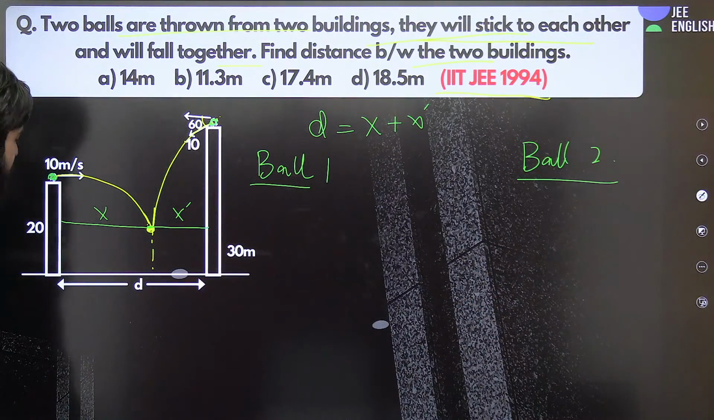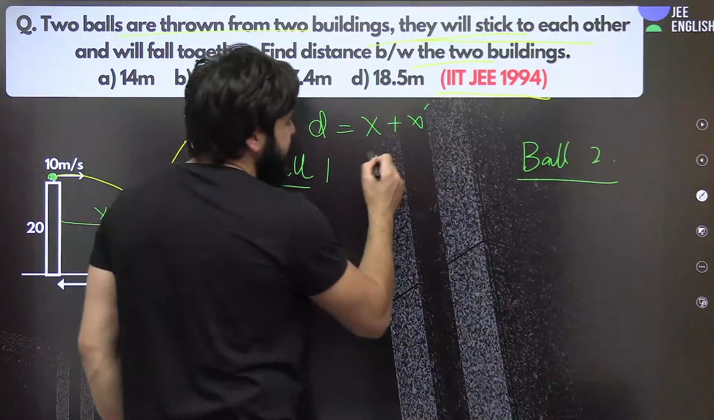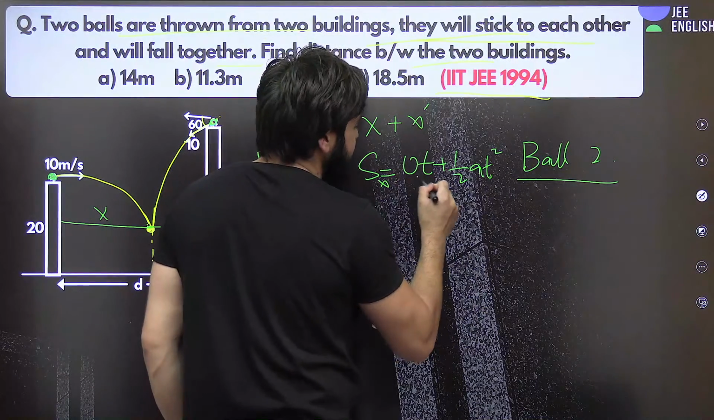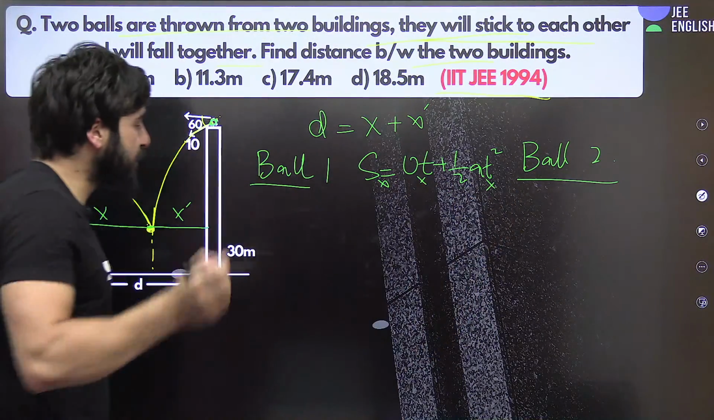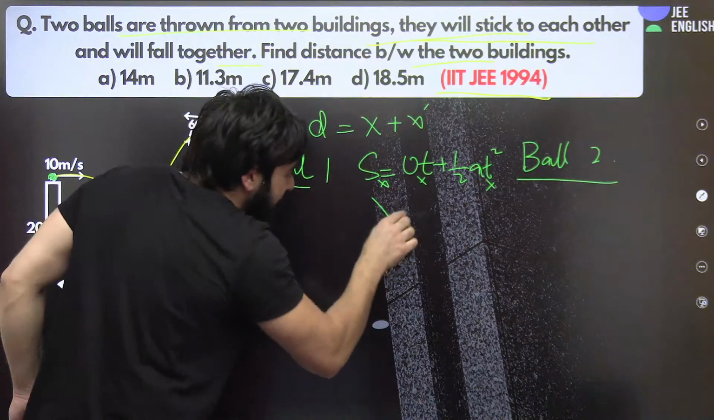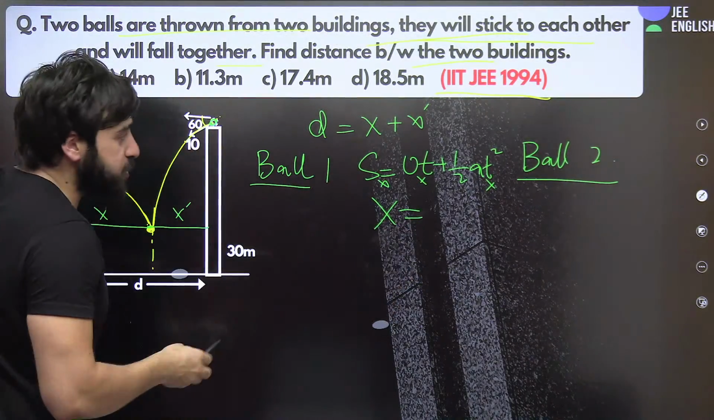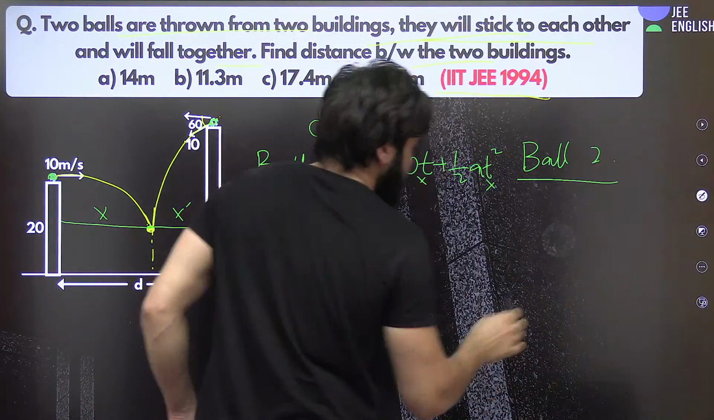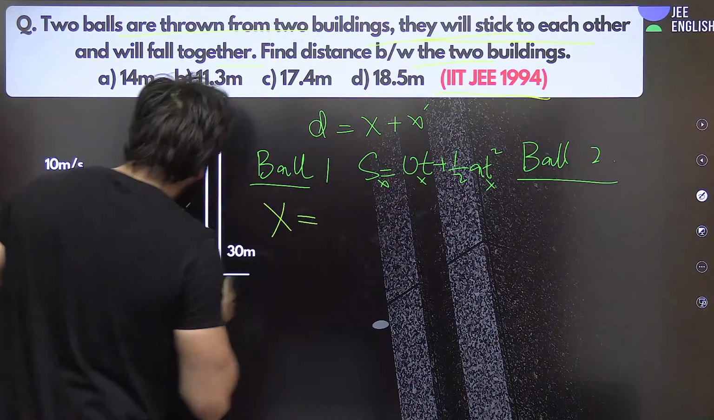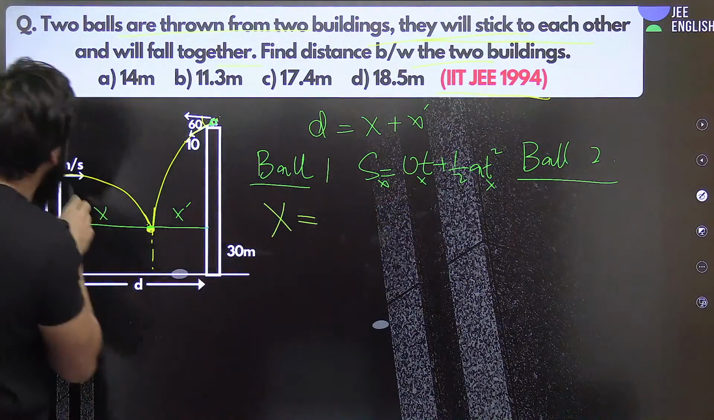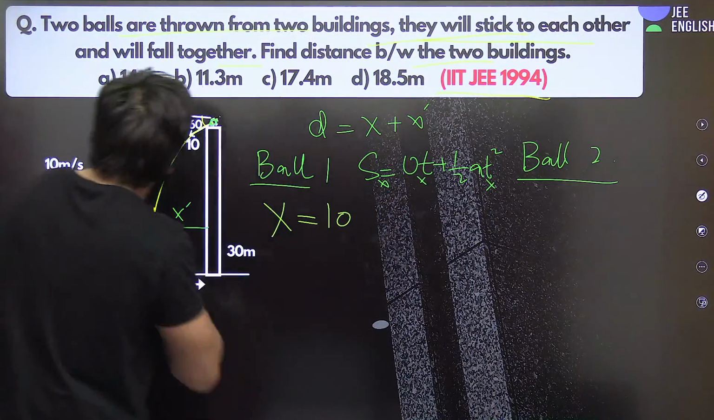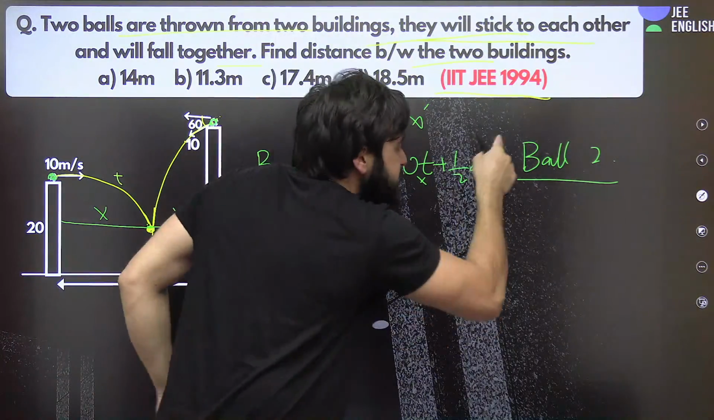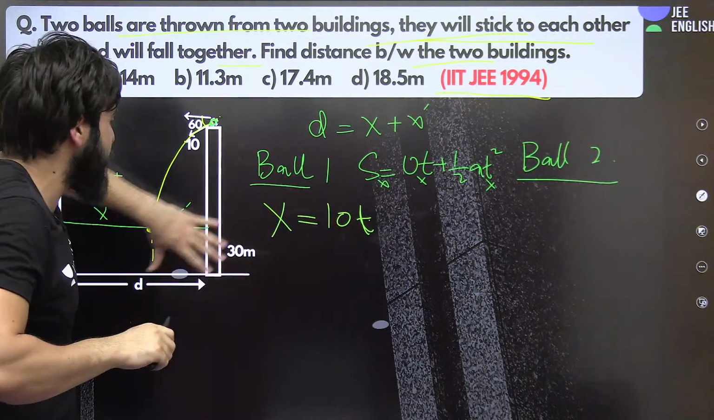Can you tell me how we can use this? You will say simply, sir, use this equation: S is equal to ut plus 1 by 2 at square in x. Exactly. We need to find this x. So x is equal to the velocity in x direction, that is 10, times t. If it is taking t time to reach this point, so it will be 10t. The second term will be 0 because acceleration in x direction is 0. Fine, so we got this x.